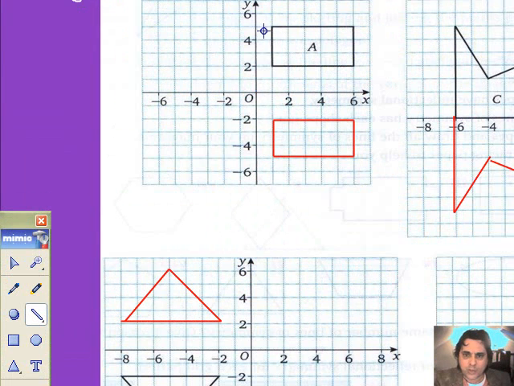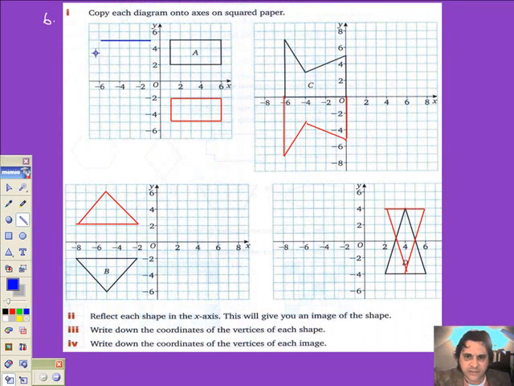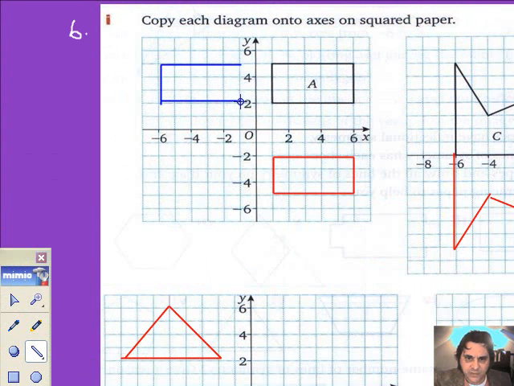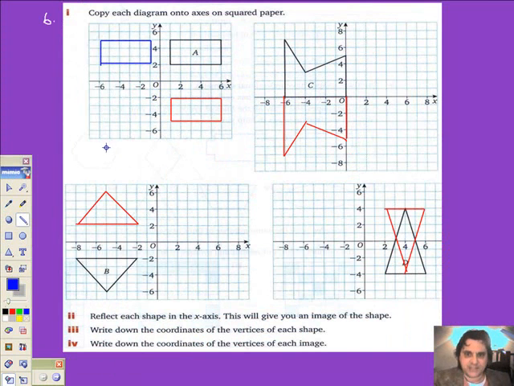So here we go. 1 square away from the y-axis. So start at 1 square away. 5 squares. Is that 5? That's 5 squares. Come down 3. Go across 5 squares. And go back to the beginning. So therefore this shape is the image of the object A in the y-axis. So it's a reflection of object A in the y-axis.